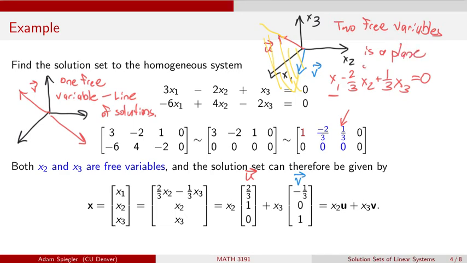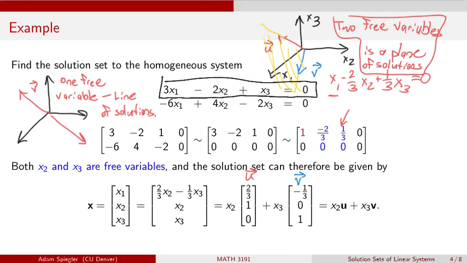solution. So when we have two free variables, we get an infinite number of solutions, and those solutions sit in the same plane. So we get an entire plane of solutions, and we can write the equation for this plane as 3x1 minus 2x2 plus x3 is equal to 0.